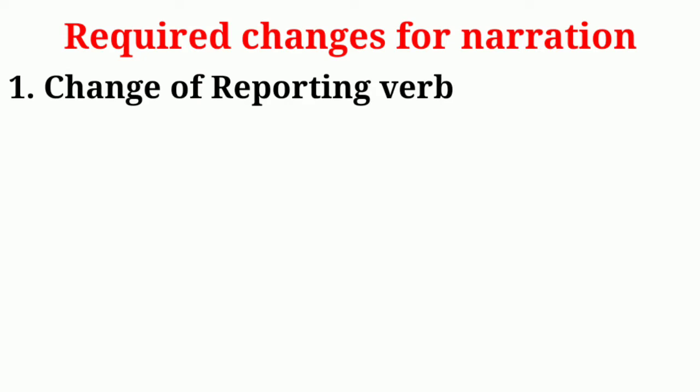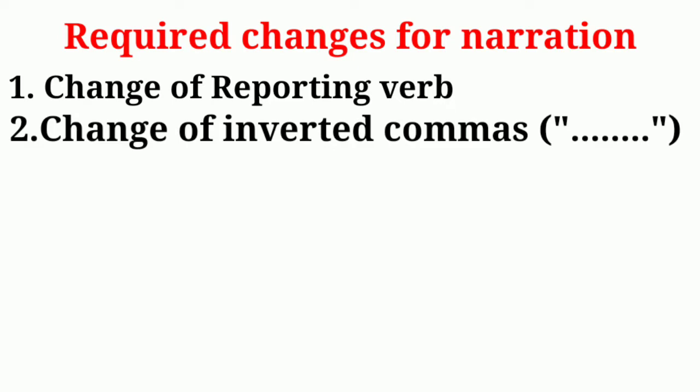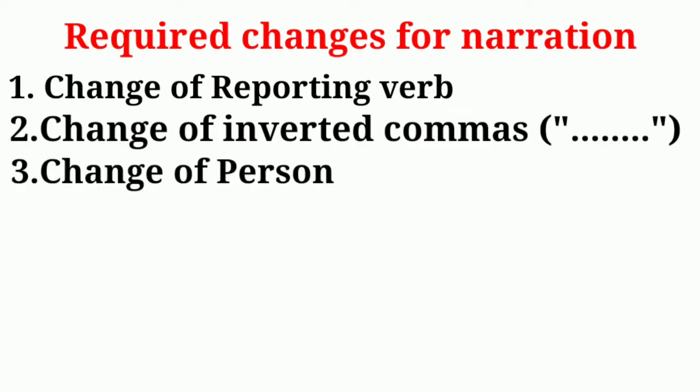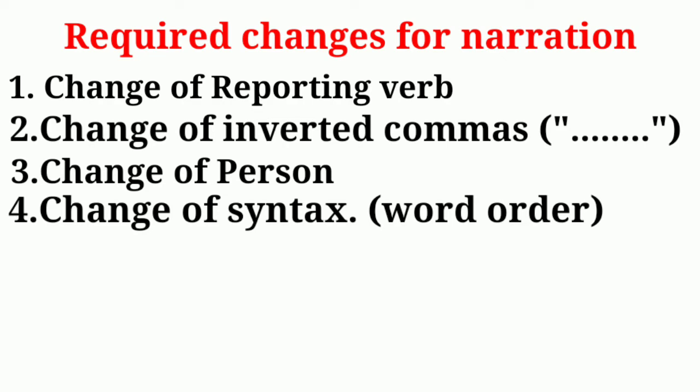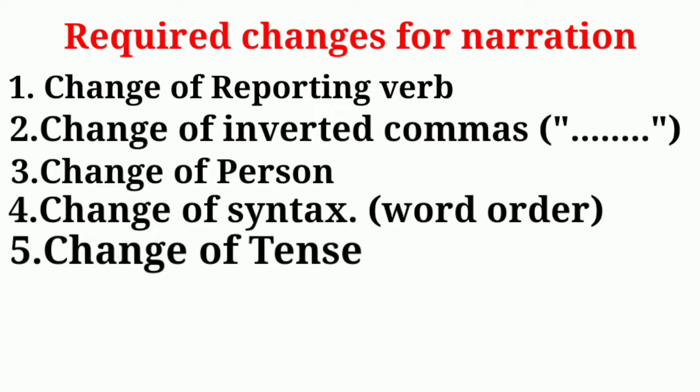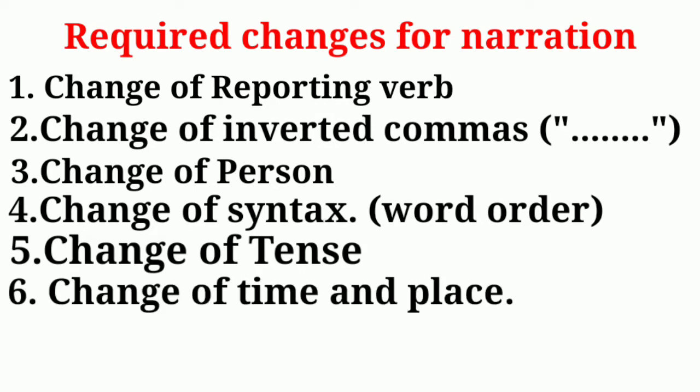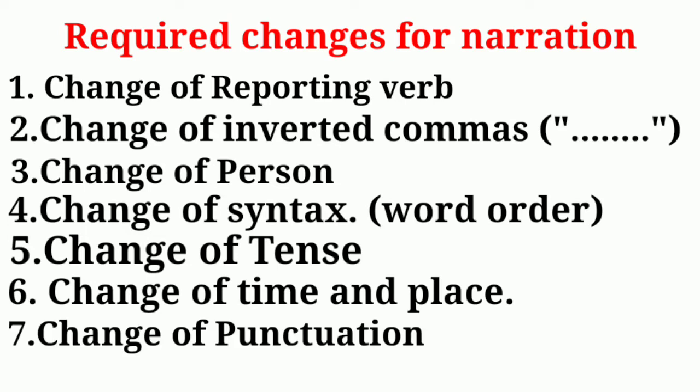In part 2, what are the required changes necessary for narration that we are going to observe? Number 1, change of reporting verb. Number 2, change of inverted commas. Number 3, change of person. Number 4, change of syntax, that is word order. Number 5, we are going to deal with change of tense. Number 6 is change of time and place. And the last one is change of punctuation while changing from direct to indirect speech. So one by one we are going to deal with this.